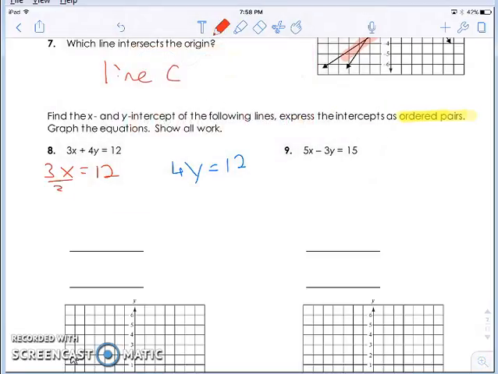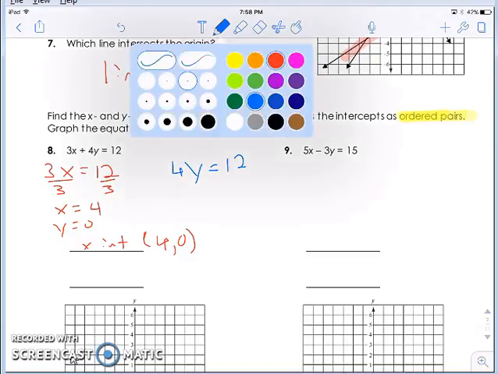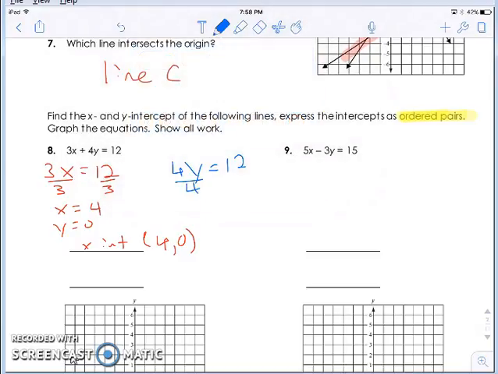So 3x equals 12, divide both sides by 3, and x equals 4. Remember we said y was 0. So our x-intercept is the point 4, 0. And then our y-intercept, we're going to solve for y and divide by 4. And y equals 3. Remember that was when x was 0. So our y-intercept is the point 0, 3.